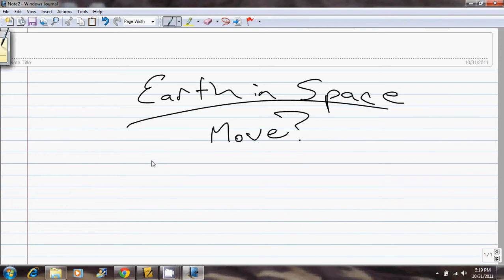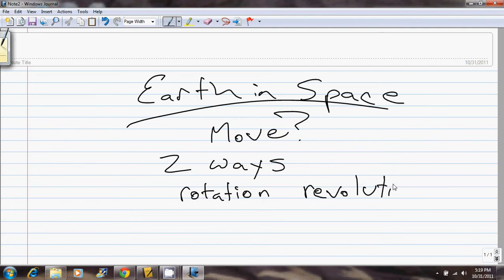How does it move? There's actually two ways, and you guys remember it can move in either rotation or revolution. Later in life, you'll find out that those aren't the only two ways. There are other ways, but these are the two big ones that you see and notice. Now, rotation and revolution. Let's talk about the first one.